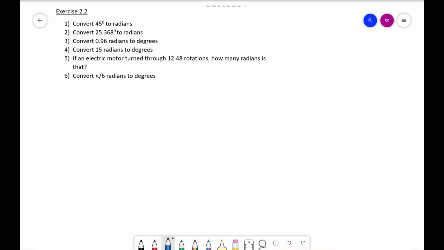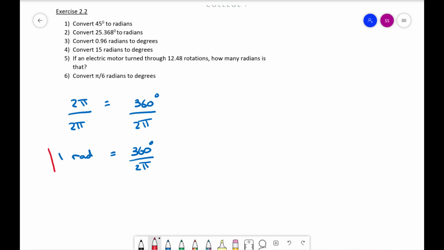Here are the solutions to exercise 2.2. Before we jump in and convert these, we need to just refresh ourselves that there are 2 pi radians in 360 degrees. So if I wanted 1 radian, I'd have to divide the left-hand side by 2 pi. But what you do to one side, you must do to the other. So therefore 1 radian is equal to 360 over 2 pi. That is the first conversion that we can use, which means basically to convert from radians to degrees, we multiply by 360 over 2 pi.